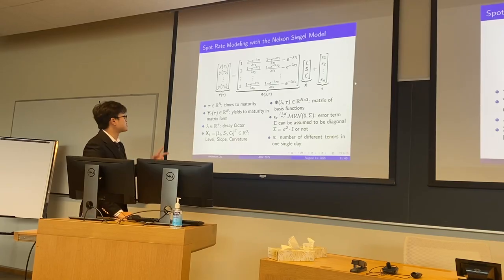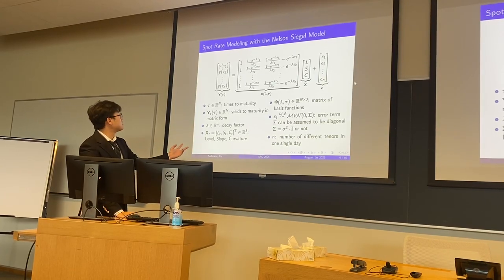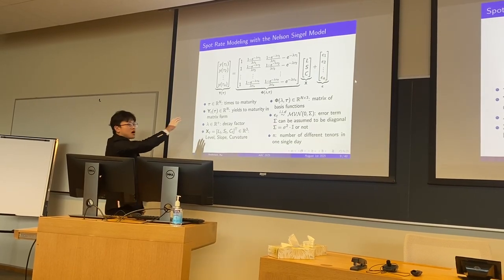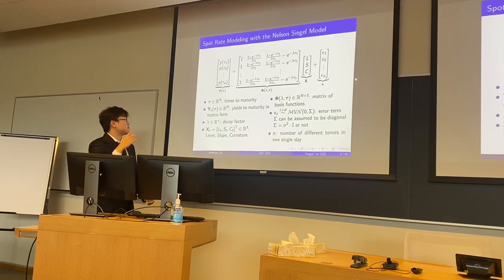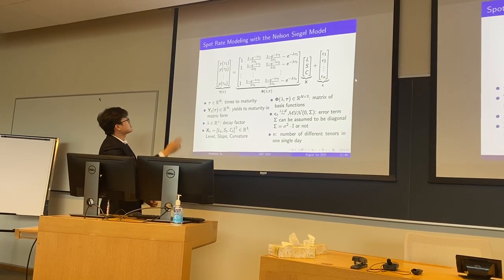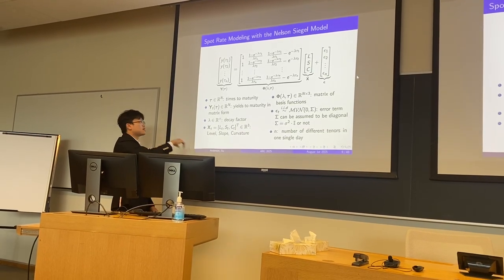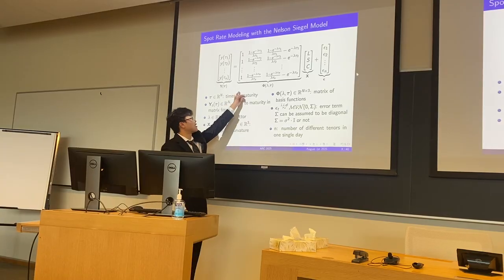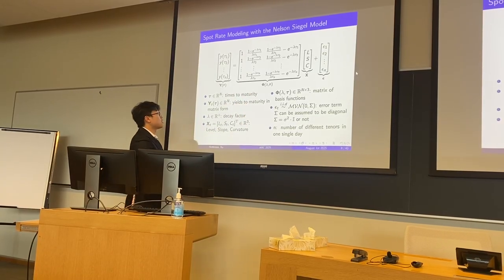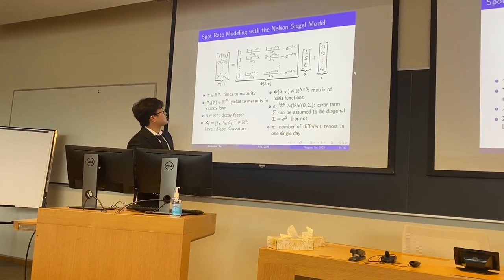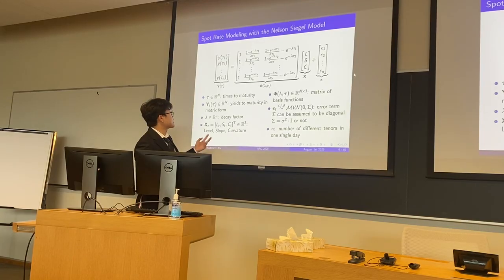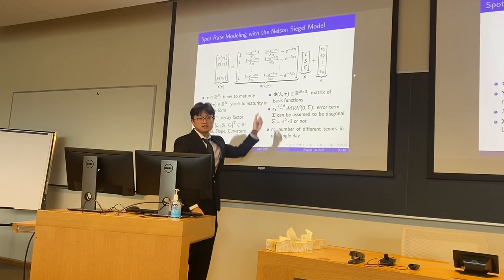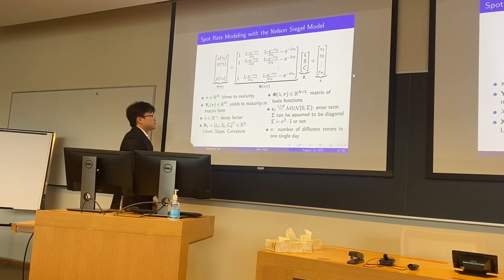So this is a matrix form of the Nelson-Siegel model. All the y's are the yield rate in a given date. So this is a static case, so it's for a given day. And we have the phi. The phi matrix is everything we know, because we know the time to maturities and the lambda. Then the x is something we want to estimate.